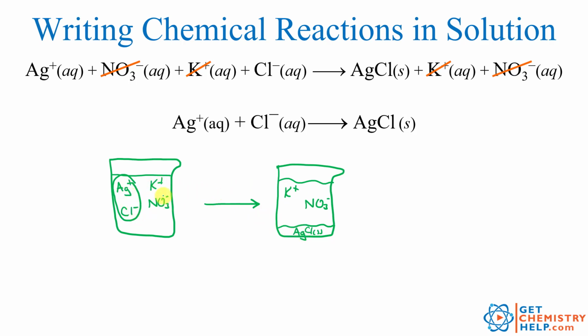Again, the potassium and the nitrate were there on the reactant side and they're still there on the product side, so they're not actually contributing anything to the overall equation. They're just there to help the silver and the chloride get in solution. So they are our spectators. They are just the bench warmers, just watching the reaction and cheering on the silver and the chloride, helping them to do their thing.